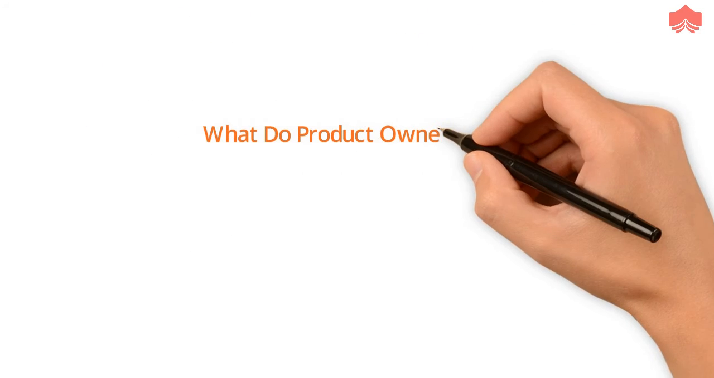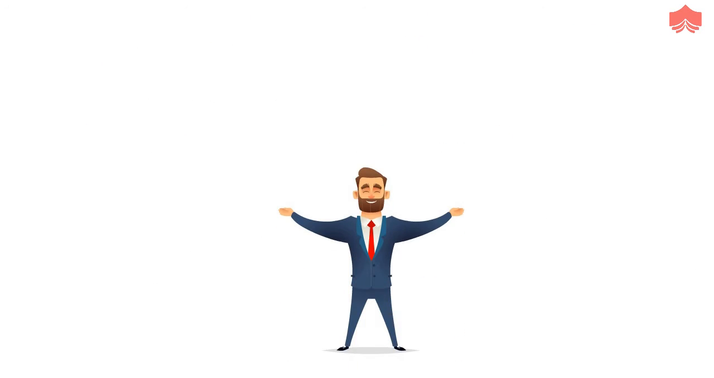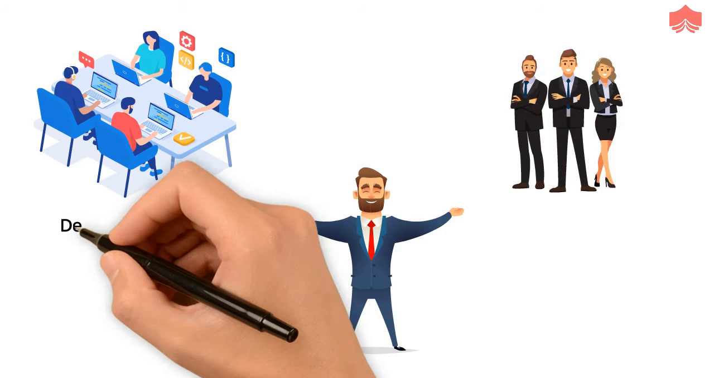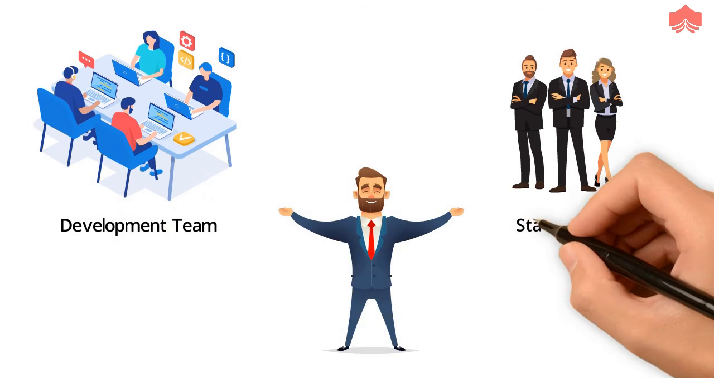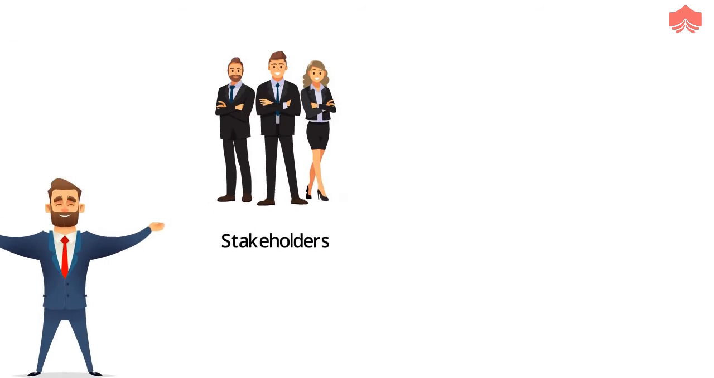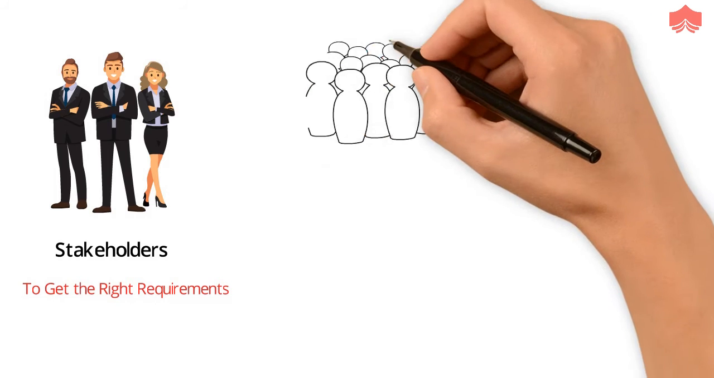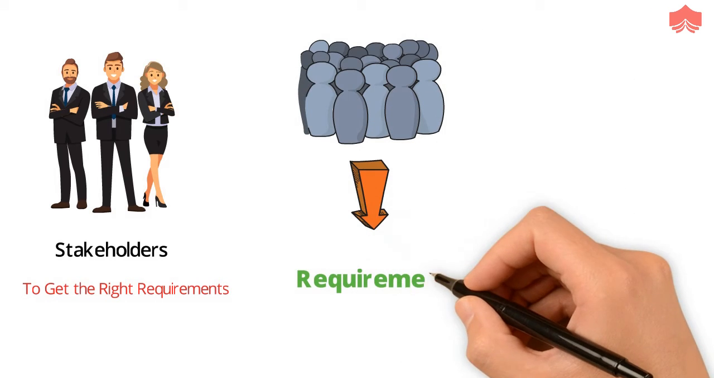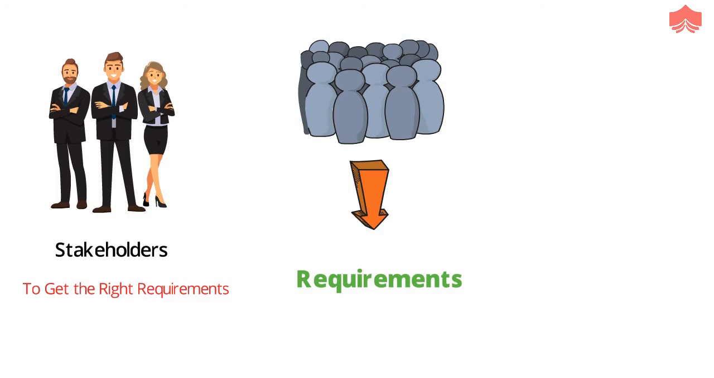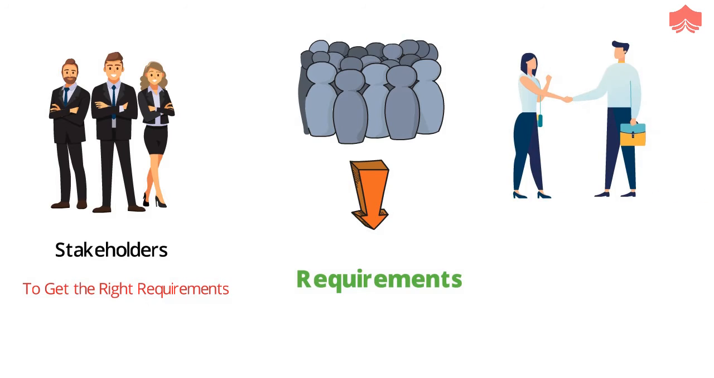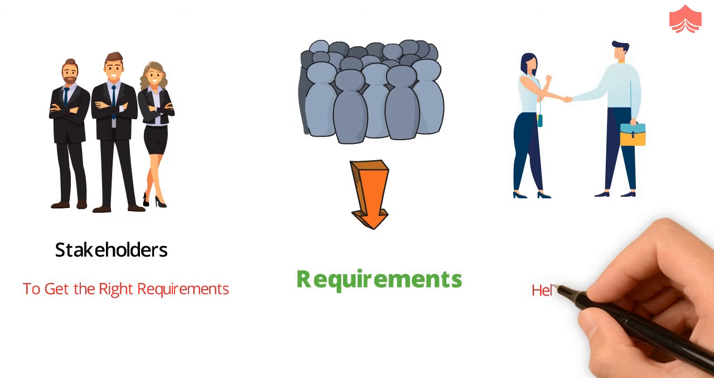So what do product owners do? The role of a product owner is really critical as it shakes hands at both ends, the development team and the stakeholders. The product owner works with the stakeholders to get the right requirements, right in the sense to help the users devise the requirements which they may not see or comprehend at that point. This not only improves the relationship with our customers, but also helps to build up the trust.